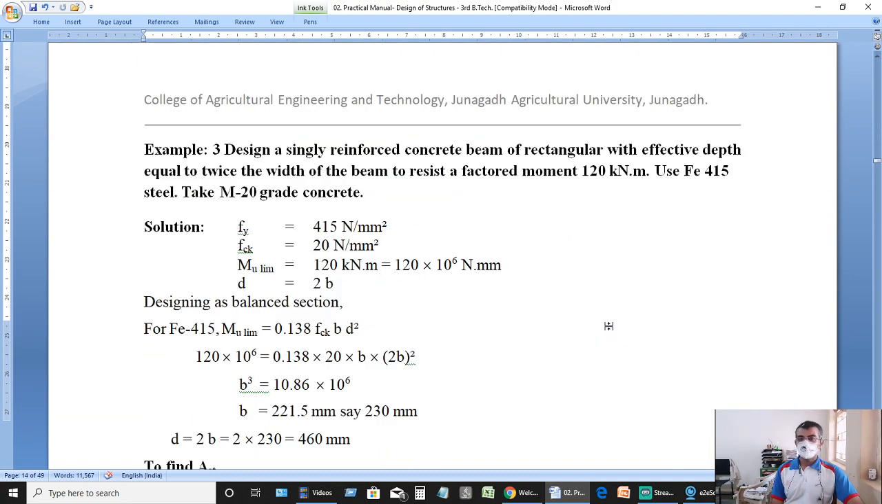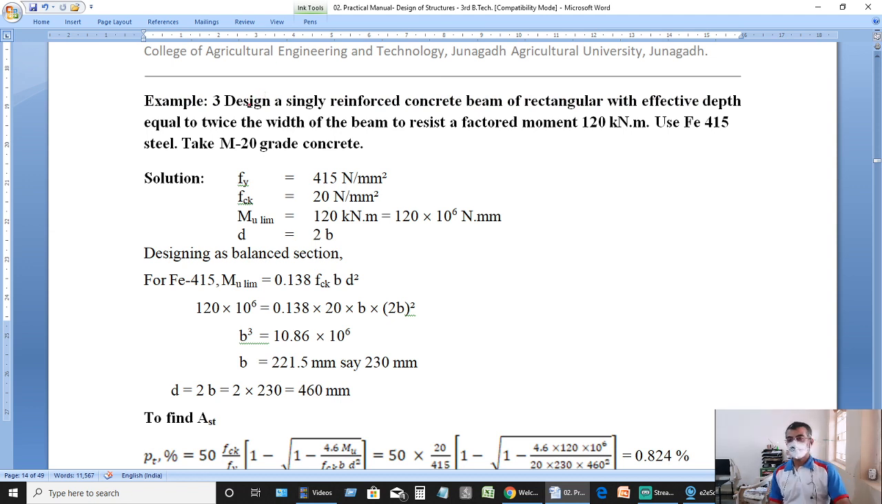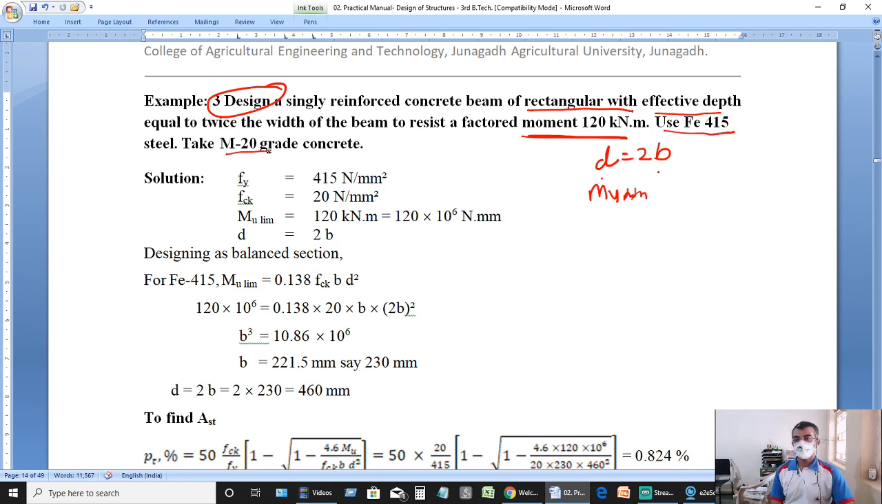Now another example: design a simply supported beam which has a rectangular cross section. Now this is the design problem, right? So effective depth is equal to twice the width. It means d is equal to 2b, and it is going to resist the moment, that is the Mu, moment of 120 kilonewton into meter. So Mu limit, right? And grade of steel is 415 and grade of concrete is M20.